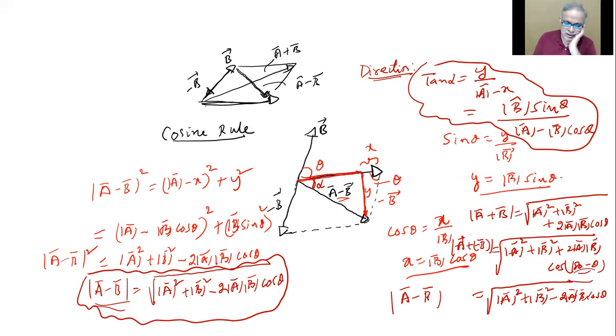Similarly, the direction formula for sum was this: tan alpha equals mod B sin theta by mod A plus mod B cos theta. Now I'll write sine of 180 minus theta by mod A plus mod B cos 180 minus theta. Sin 180 minus theta is sin theta only.